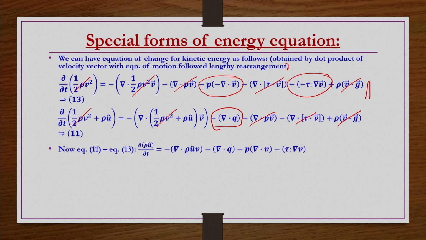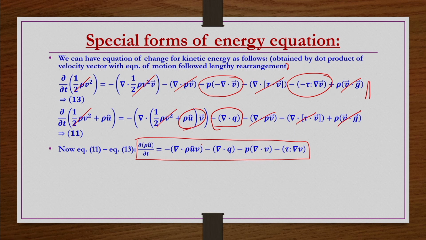So, that you write ∂/∂t of ρŨ is equal to minus del dot ρŨv, this term is also there, minus del dot q, and then here minus of minus plus is there, and then minus of this term is minus p del dot v, and then here also minus of minus plus. So then plus, but minus of this entire term is minus τ double dot del v. This term is nothing but the viscous dissipation. So, finally, the equation of change for internal energy, you get this equation.